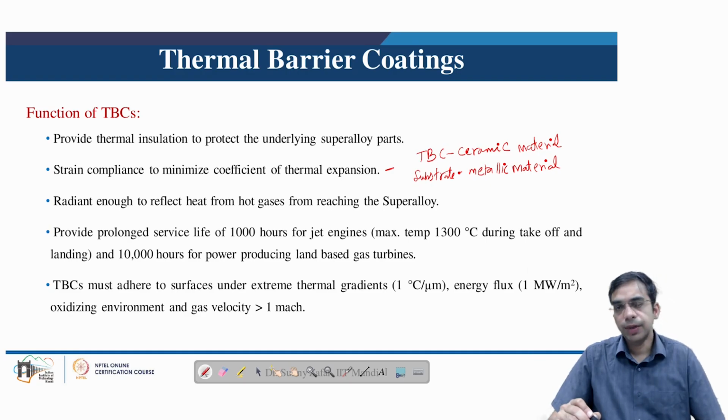The third important function of thermal barrier coating is to reflect the radiant heat from the hot gases, which should be reflected away so that the heat does not reach the superalloy. Because if the heat is radiated away, there are minimal chances of heat flow into the core of the blade, and the probability of creep failure can be reduced.